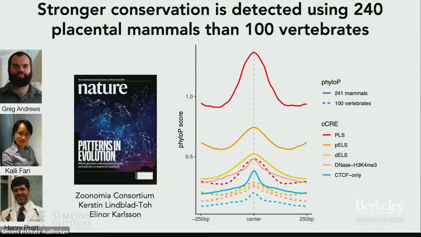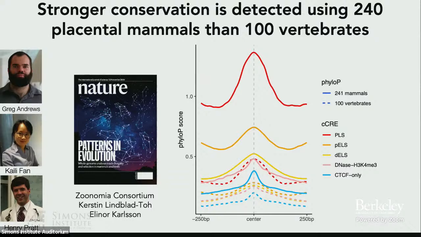And Greg Andrews, a graduate student in my lab, was making the presentation. He must have done a very good job, so we all got roped into this project, which is what I'm going to talk to you about today, as part of the Zoonomia Consortium. Also Kylie Fan and again Henry, they are co-leading this manuscript.